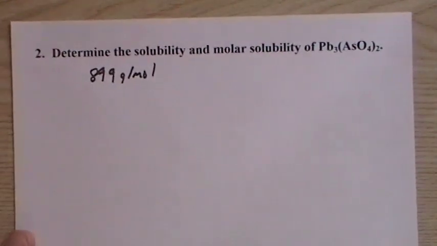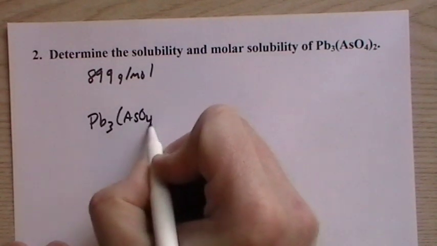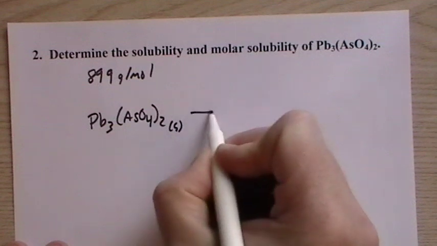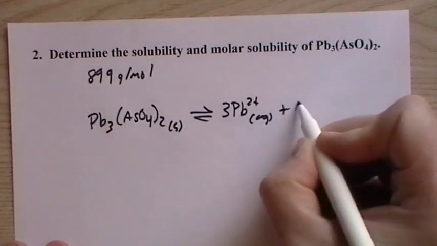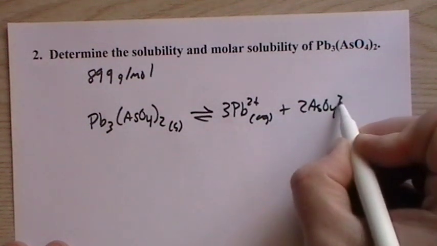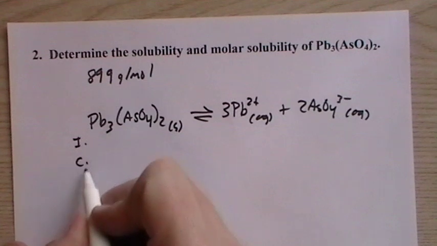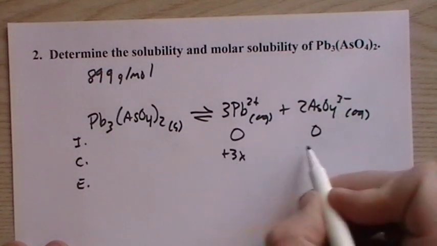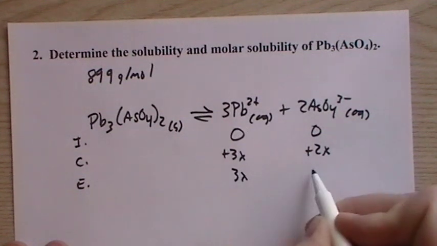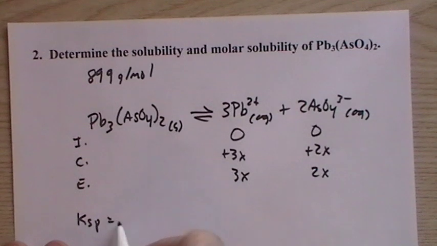All right, then here's one that's a little trickier. We have lead 2 arsenate. That breaks up into 3 lead and 2 arsenate ions. So the ice table, this is 0. This is plus 3x plus 2x. And we put that into the KSP expression.